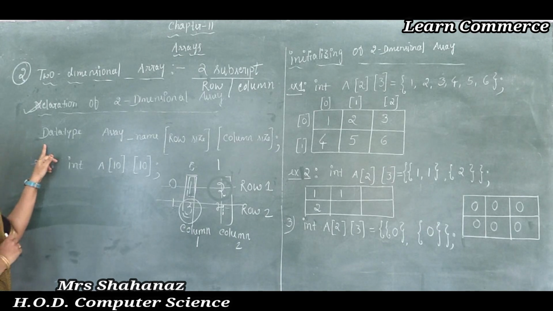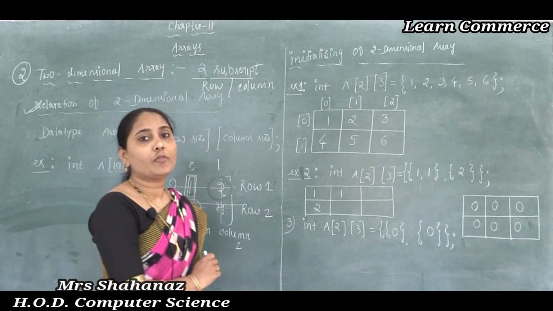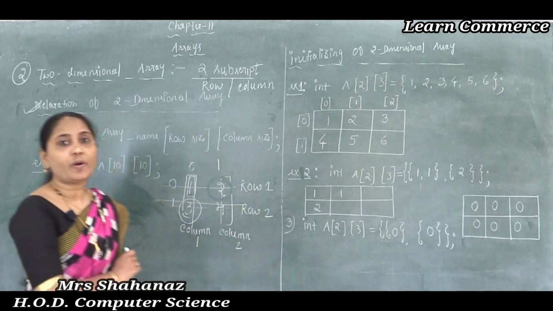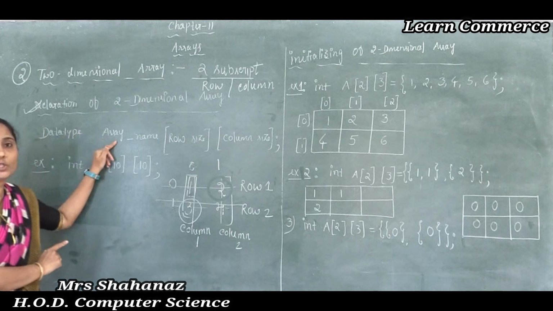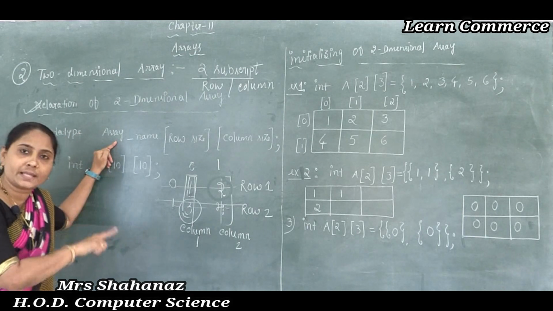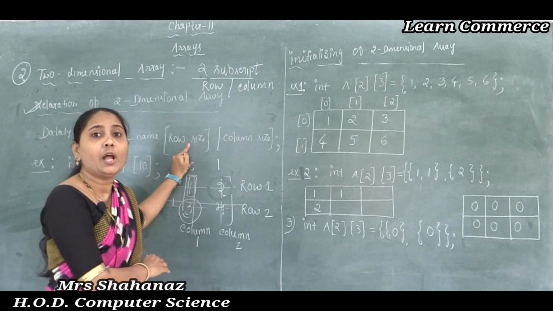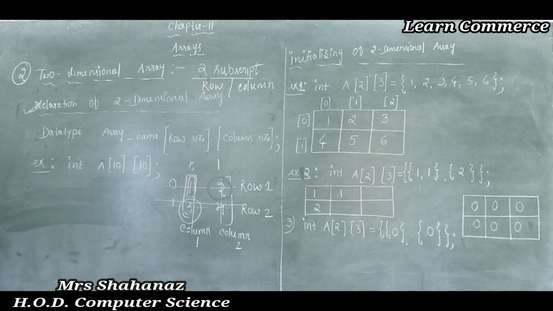Before going to the declaration or syntax of the two-dimensional array, first of all, a two-dimensional array can be declared by specifying the data type of the element. Without a data type, it's not possible to give the array name. So first you need to specify the data type of the element, and next its array name, and with that we need to use the maximum row size and the column size. Clear?